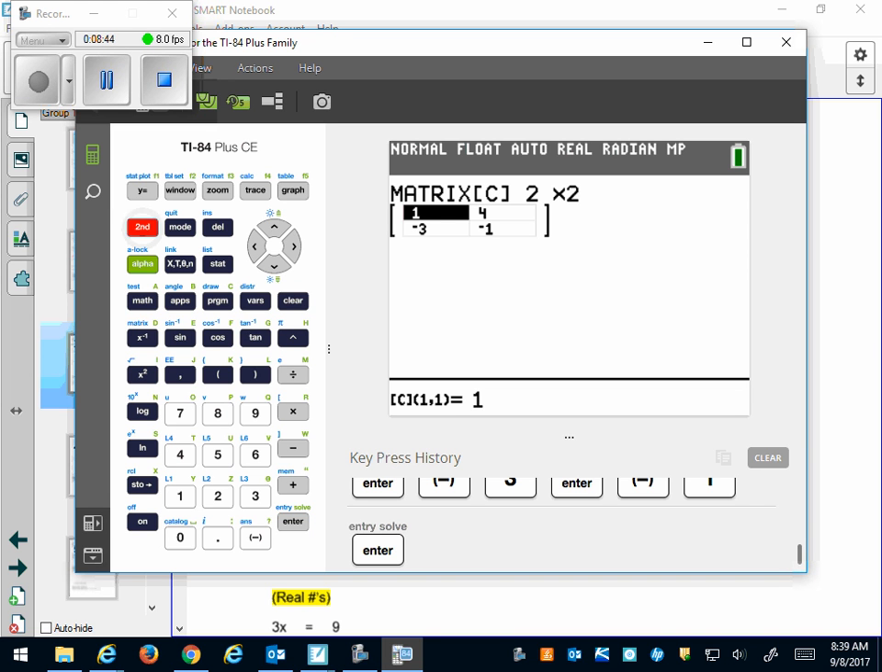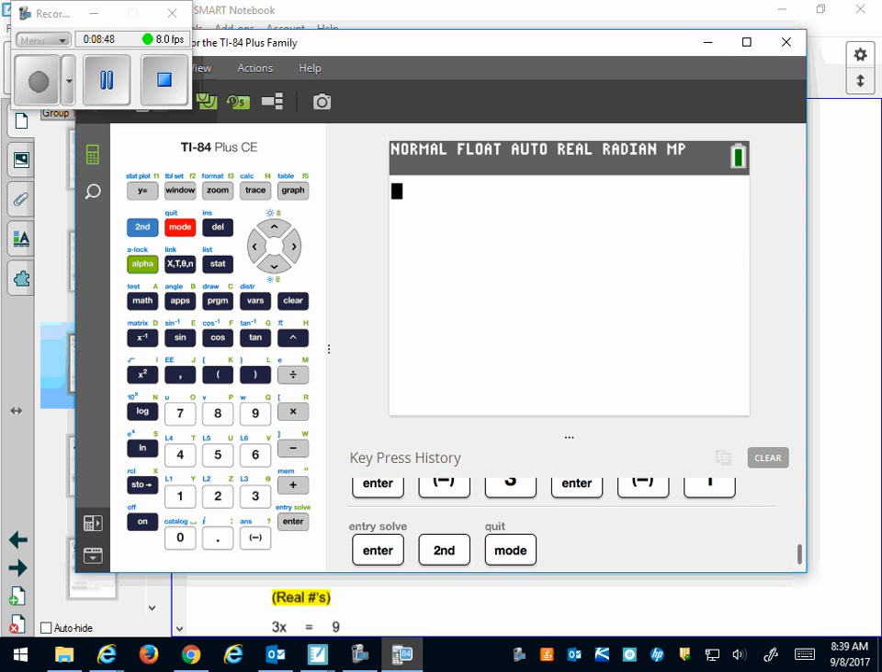Okay, now I'm going to go to second quit. And I have this blank screen where I can do some calculations. Look at the first one. It says 2a. We know how to do 2a. We could probably do that one in our head. We don't really need the calculator for that.